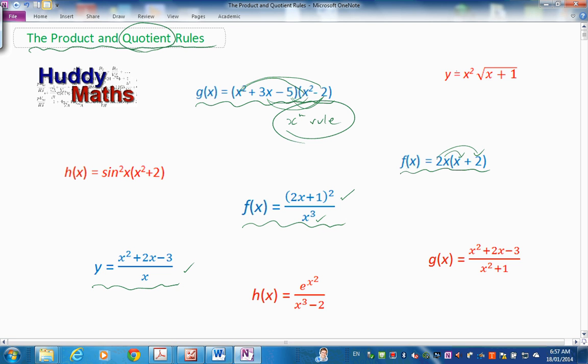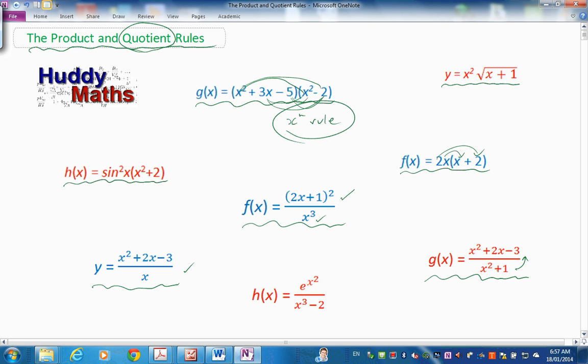However, let's have a look at some of the red products and quotients. You can't actually expand this. The root of x plus 1 is not root x plus root 1. So you can't break that down and expand it. Similarly here, sine squared x by x squared plus 2. You could say that's sine squared x by x squared plus 2 sine squared x, but you still have a product in there. What about this one? Can you divide x squared plus 1 into x squared plus 2x take 3? No, you can't, and you therefore can't use the x to the n rule.